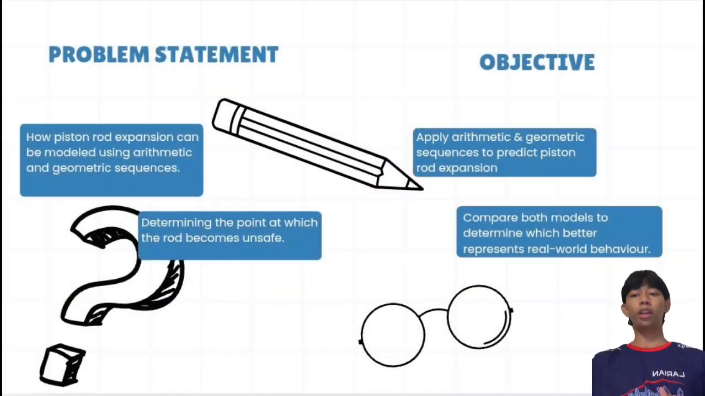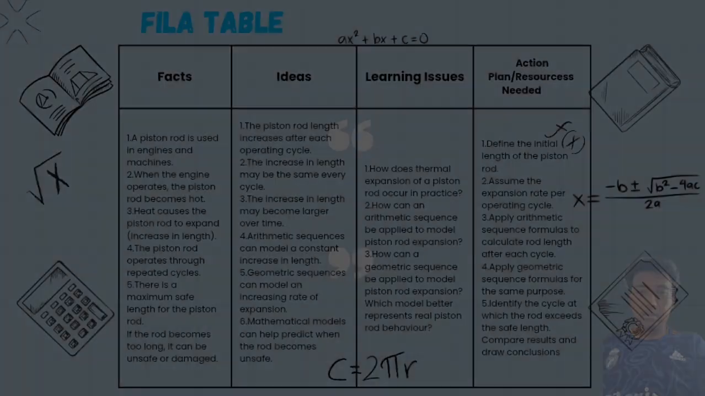We go to the problem statement and objective slide. The first problem is how piston rod expansion can be modeled using arithmetic and geometric sequence. And the next one is how to determine the point at which the rod becomes unsafe. The objective here is to apply arithmetic and geometric sequence to predict piston rod expansion, and to compare both models to determine which better represents the real world behavior.